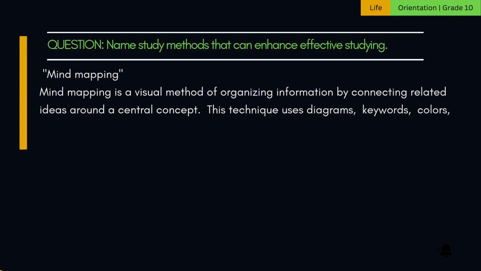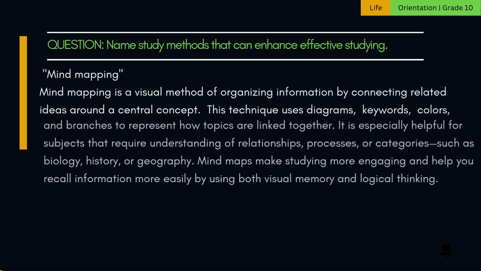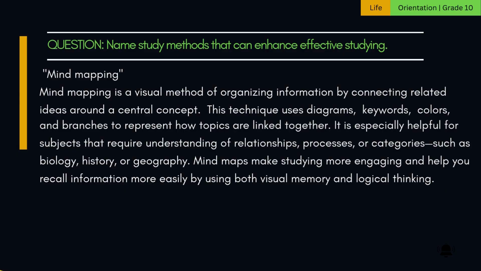3. Mind mapping. Mind mapping is a visual method of organizing information by connecting related ideas around a central concept. This technique uses diagrams, keywords, colors, and branches to represent how topics are linked together. It is especially helpful for subjects that require understanding of relationships, processes, or categories, such as biology, history, or geography. Mind maps make studying more engaging and help you recall information more easily by using both visual memory and logical thinking.